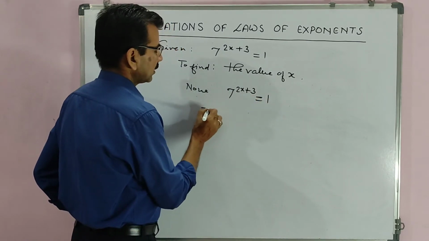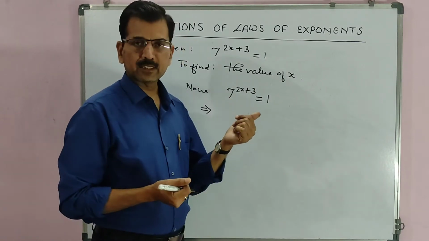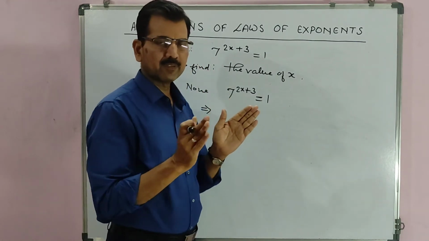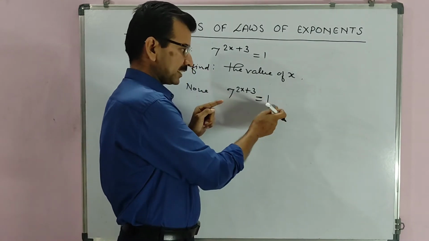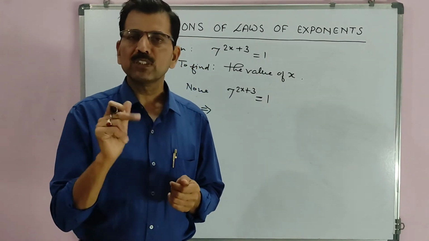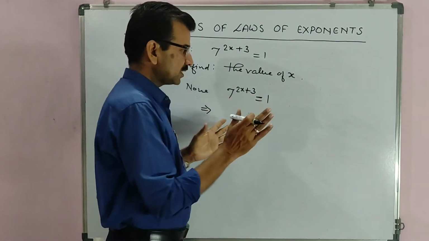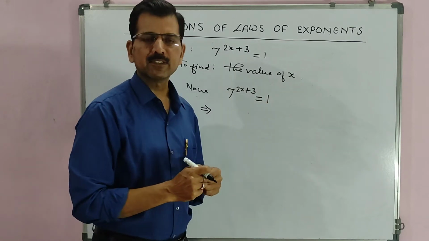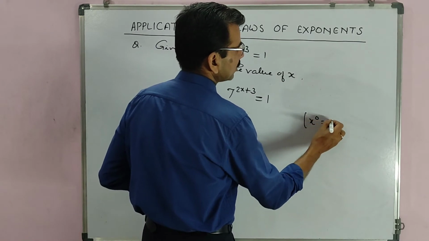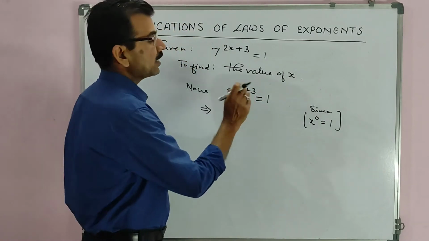How shall we change this? Because one thing we should remember: if the same bases are there on both sides of the equal to sign, then we can cancel both the bases, right? So, very simple question. This 1, how can we change it? We know which law: x raised to power 0 is equal to 1.